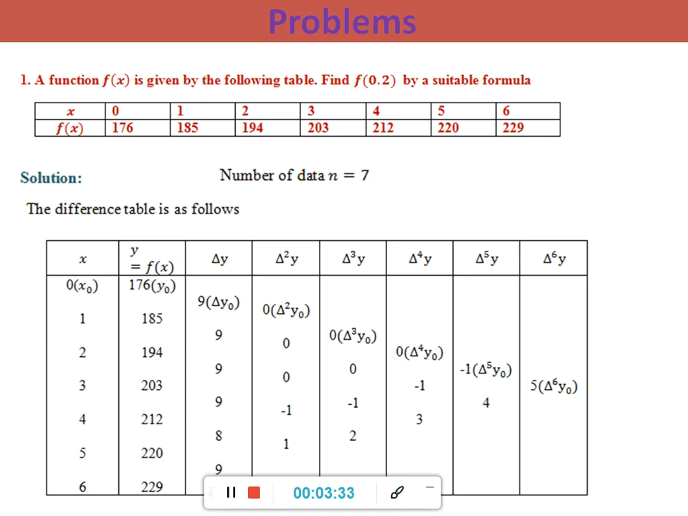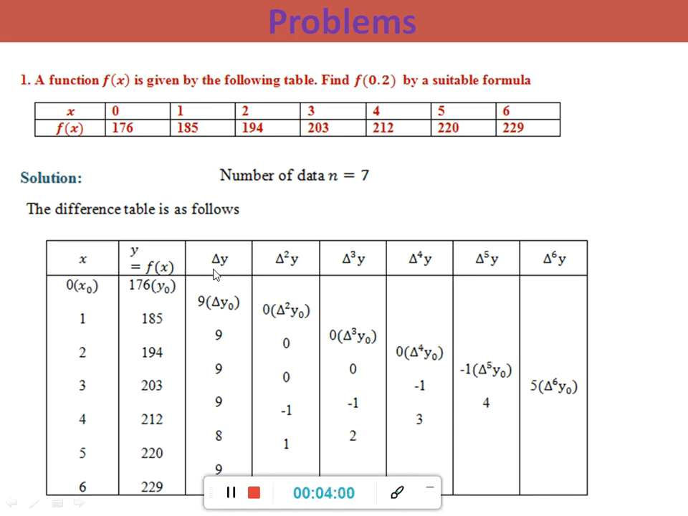Now, for the forward difference we have to choose the first value. In x the first value is 0, in y the first value is 176, in the first order difference the first value is 9. Similarly, the second order difference first value is 0 and the third order difference first value is 0. Likewise. Here differences are denoted by the symbol del.